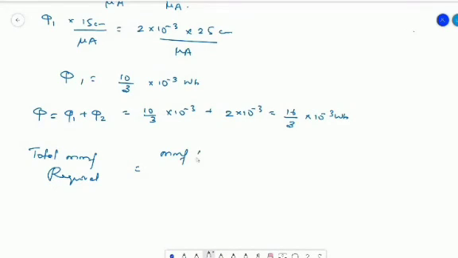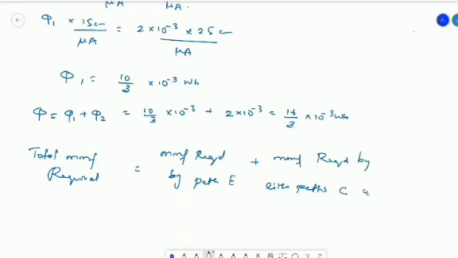So this is the EMF required by path E plus EMF required by paths either C or D. So to find this EMF required, of course we require some data. So for finding this EMF required as well as this, we require some data. Let's try to obtain that data.